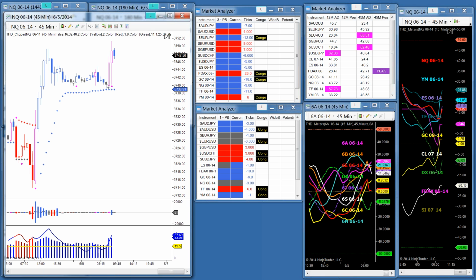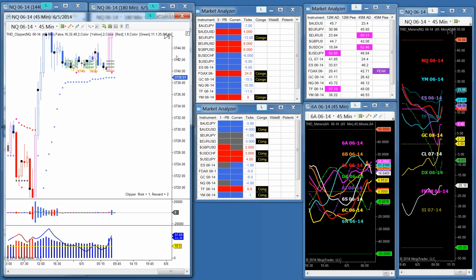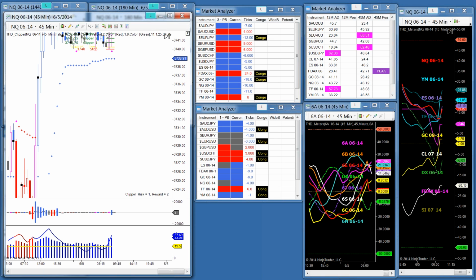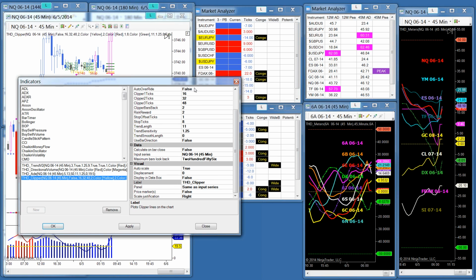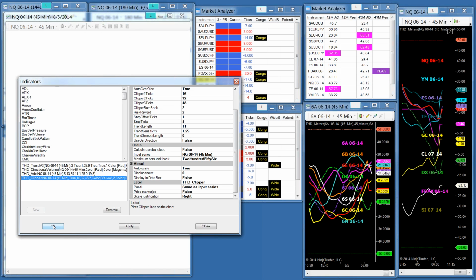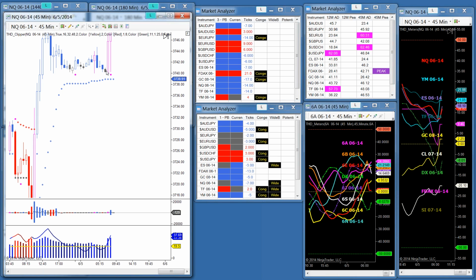So all I have to do is click on my entry bar, and you can see that it plots Clipper 1, Clipper 2, and Clipper 3 based on your stop. In this case, it used a one-tick stop, and I can go in there and change that and say auto override. I want my first clipper at 16 ticks of profit, my second clipper level at 32, the third clipper level at 48, and my stop is going to be 8 ticks. And that's typically what I use on a 3-minute on the futures.